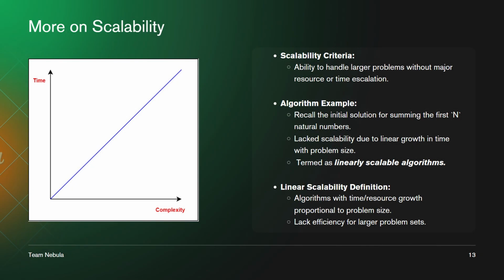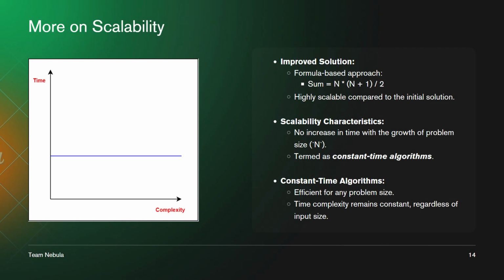So, what makes a solution scalable? A scalable solution can handle problems of larger size without requiring a significant increase in resources or time. Now, let's relate this to the algorithms we discussed earlier. Remember our first solution to find the sum of the first n natural numbers? It wasn't scalable because it required linear growth in time with the linear growth in the size of the problem. So, such algorithms are known as linearly scalable algorithms.